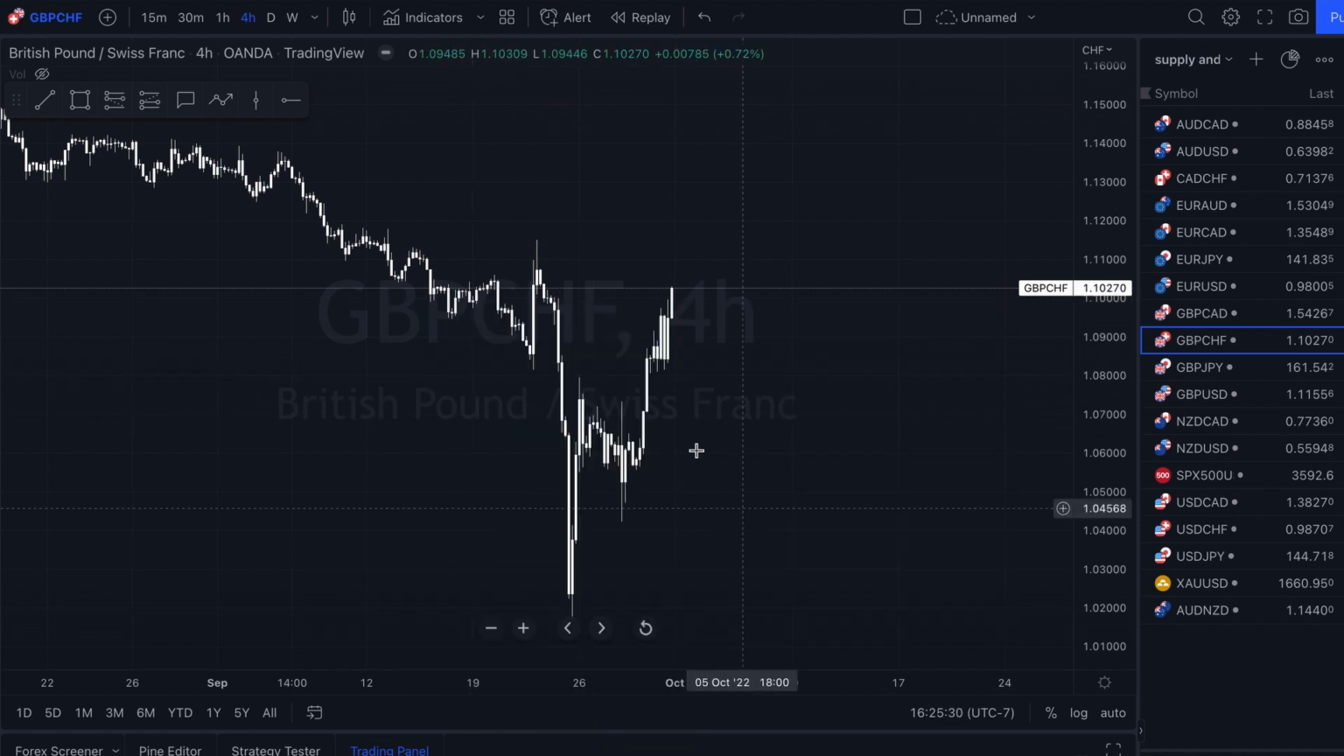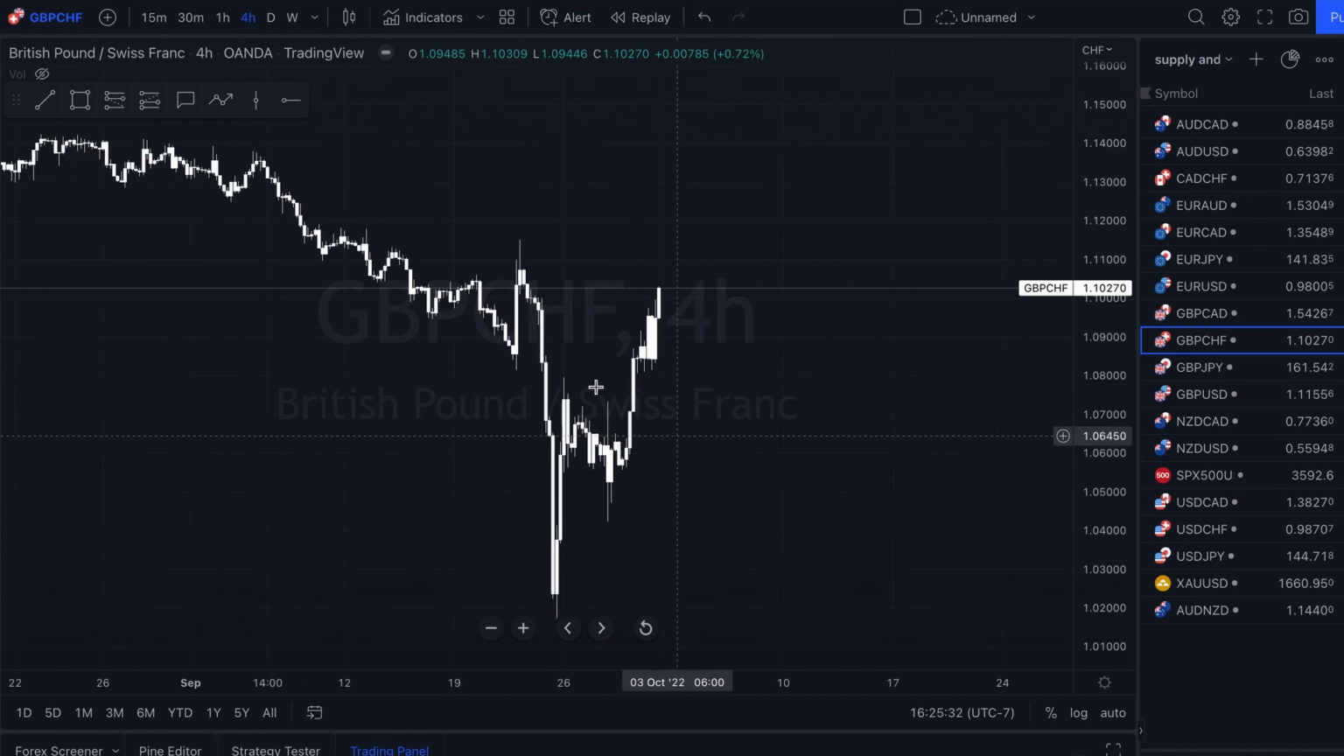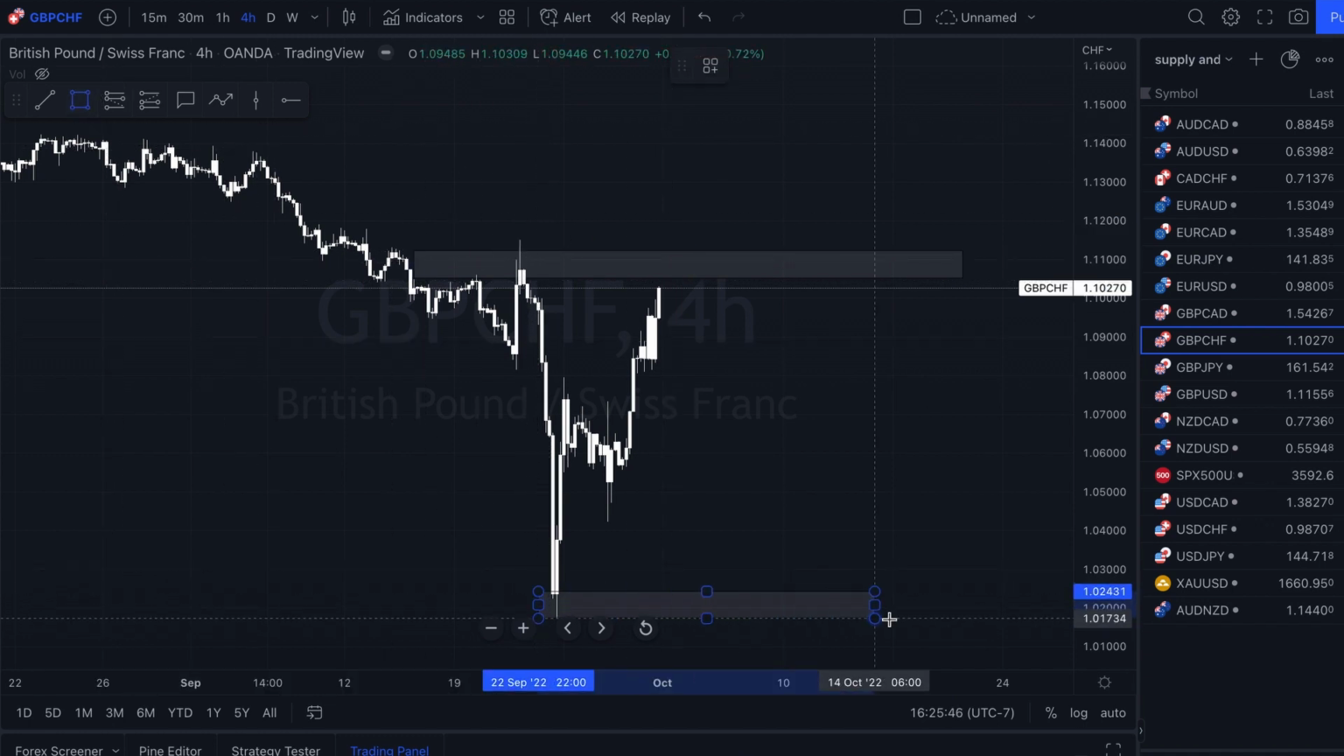Okay, so next up, GBP CHF. Right click, delete everything. The same thing. Obviously, we thought it was going to keep continuing down, but it looks like it's going back up. Now, it's not very clear. If you don't know what is going on, don't even trade it, guys, because this is what I see. I see this. I see down here. All right, and then I see this.